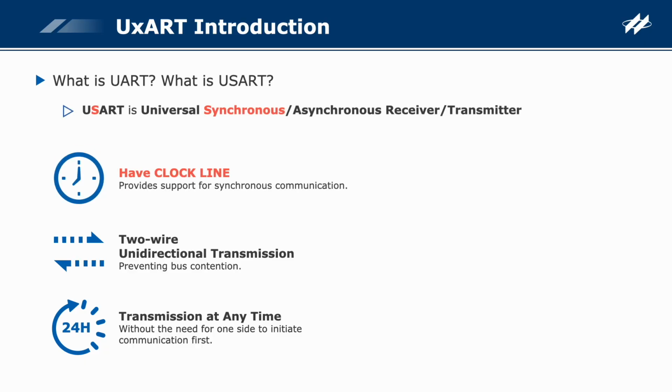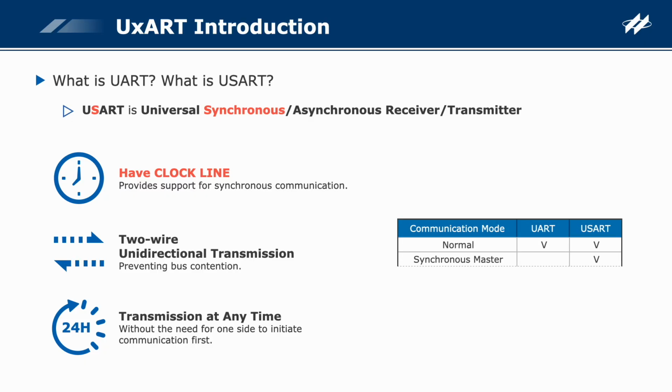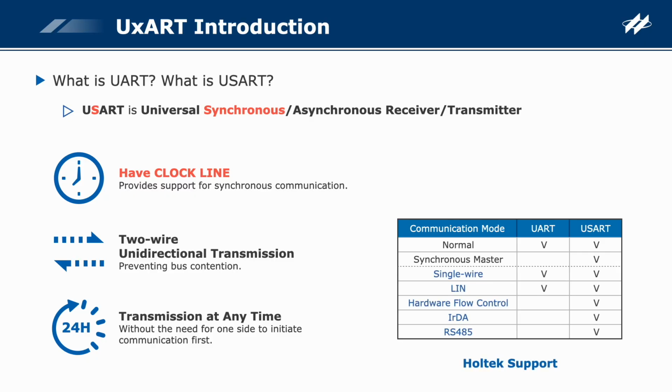USART stands for Universal Synchronous Asynchronous Receiver Transmitter. In addition to having the UART features, it can also retain the clock line to support the synchronous communication function. The basic communication modes of UART and USART are normal and synchronous master. In addition, Holtek MCUs support many communication modes, such as single wire, LIN, hardware flow control, IrDA, and RS-485. Actual support modes vary depending on the MCU devices. For details, refer to the user manual.